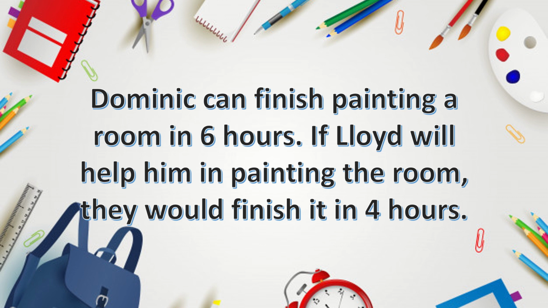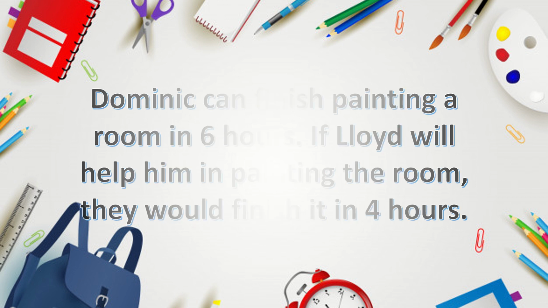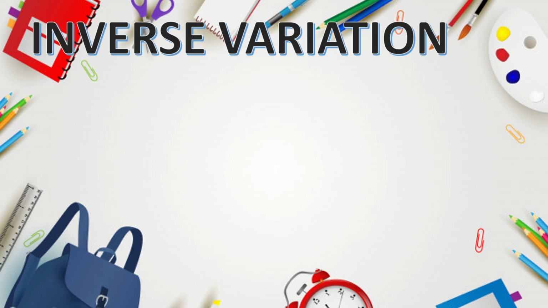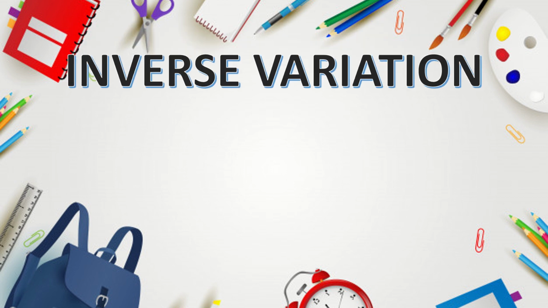So, it decreased by 2 hours. If another person is added, making 3 persons painting a room, maybe it will become 2 hours, right? So, if you notice here, one variable is increasing while the other variable is decreasing. So, it is called inverse variation.